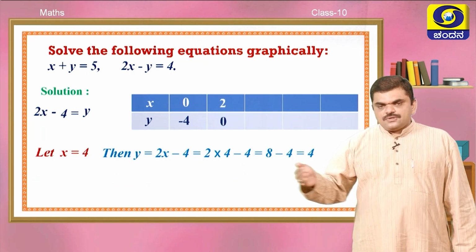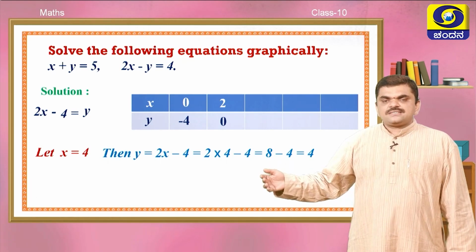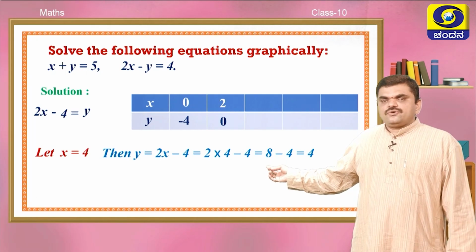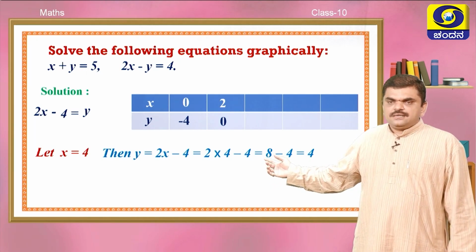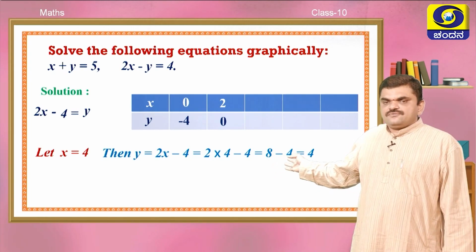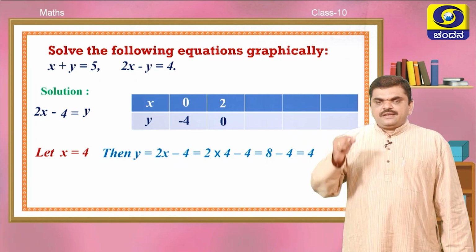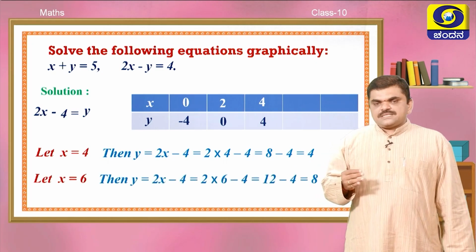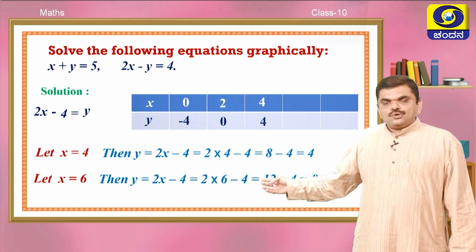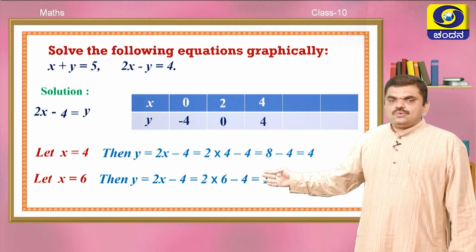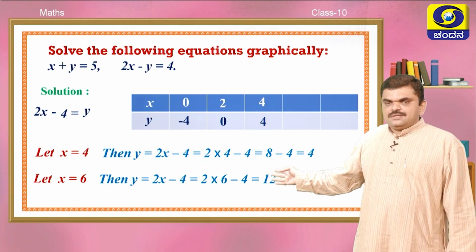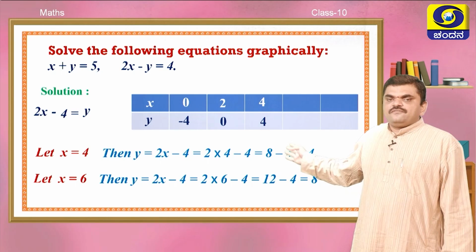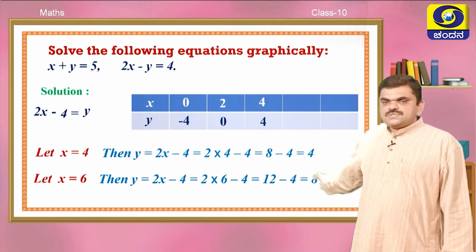When we put x is equal to 4, y is equal to 2x minus 4, that is 2 into 4 minus 4. 2 4s are 8. 8 minus 4, that is 4. When x becomes 4, y also becomes 4 only. Then when x becomes 6, y is equal to 2x minus 4, that is 2 into 6 minus 4, that is 12 minus 4, that is 8. When x becomes 6, y becomes 8.